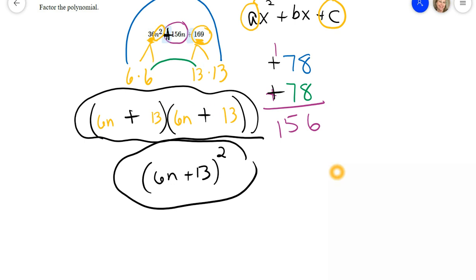Anyway, the 36n squared plus 156n plus 169 was a perfect square trinomial. But you have to check that middle term because you're not always going to get a perfect square trinomial. So just be careful.